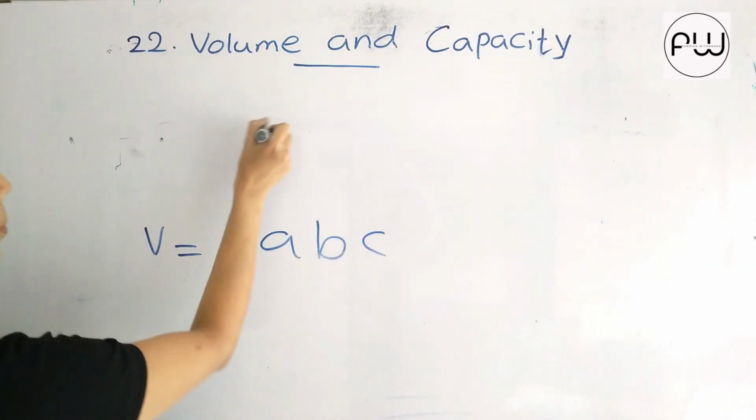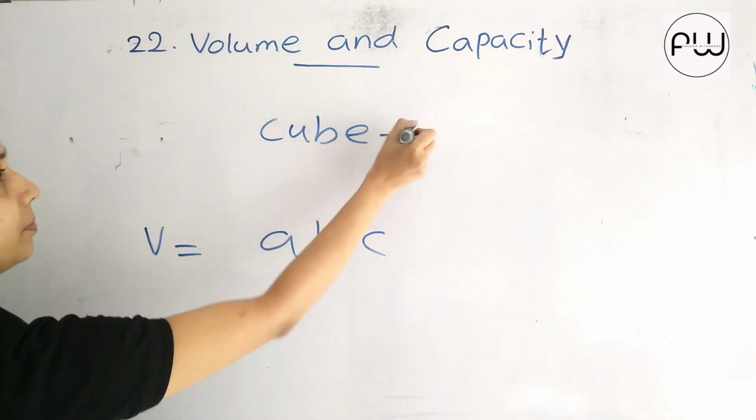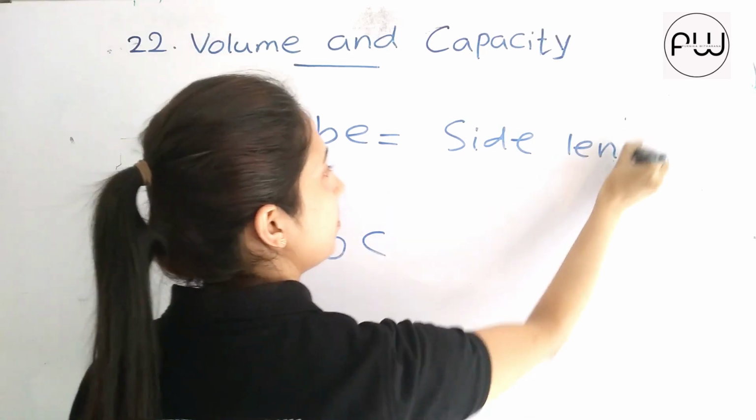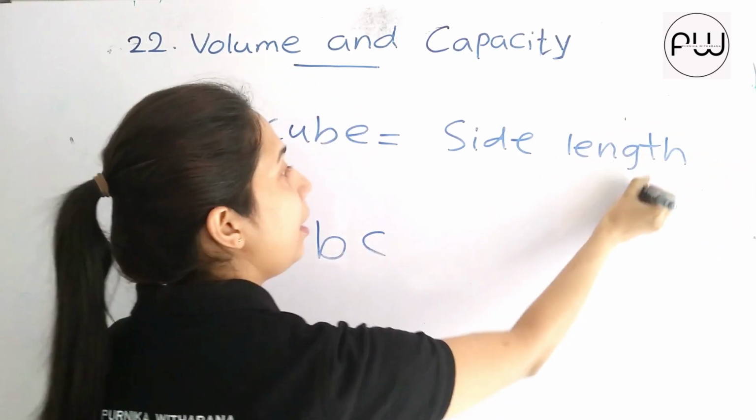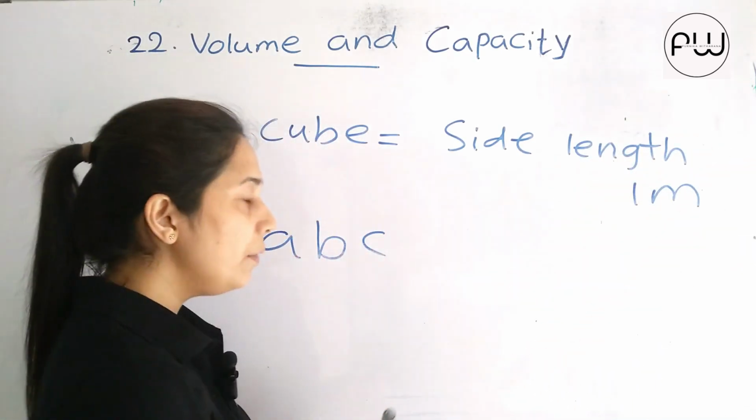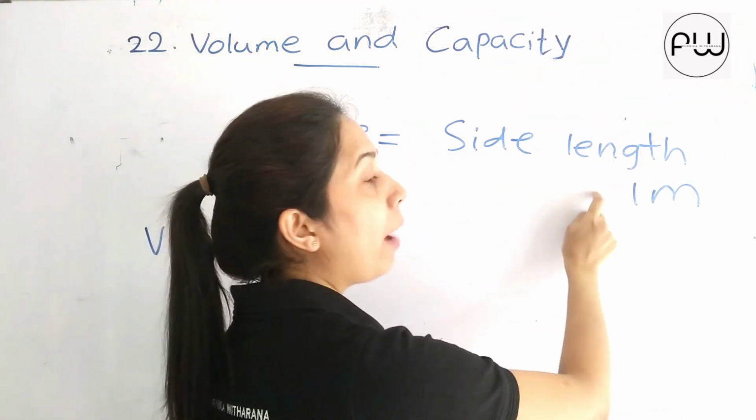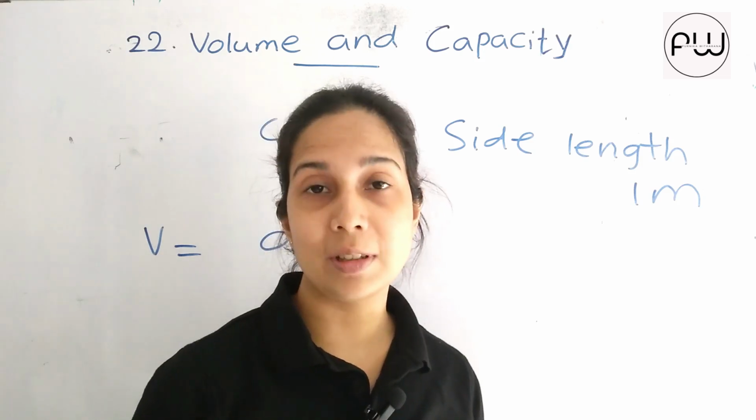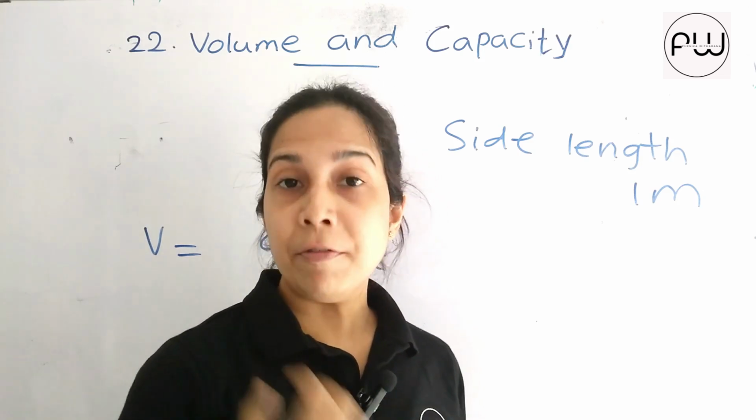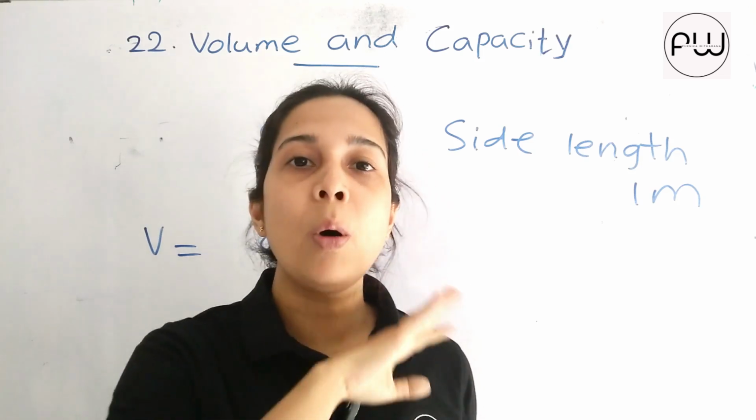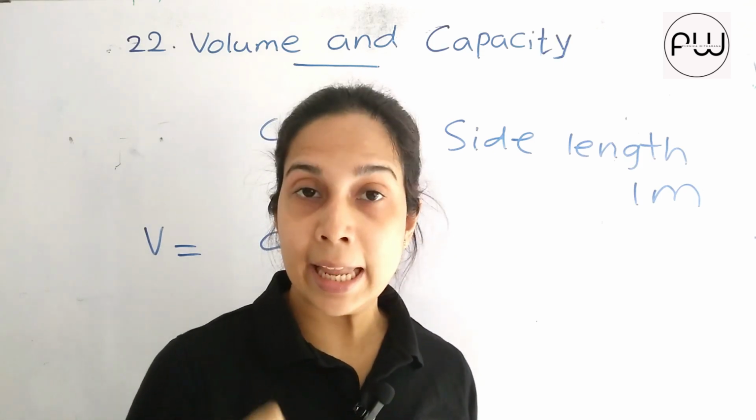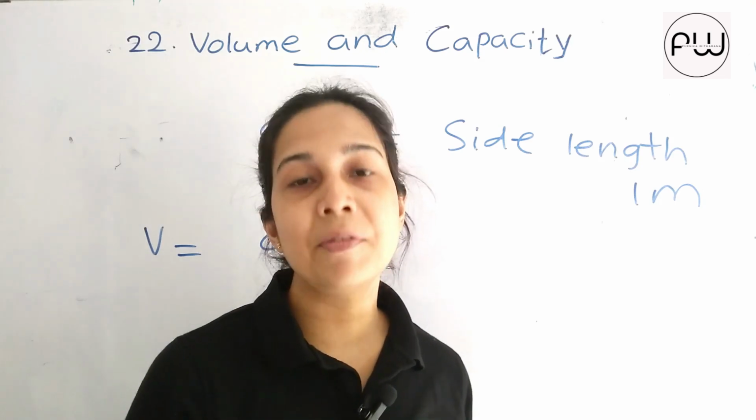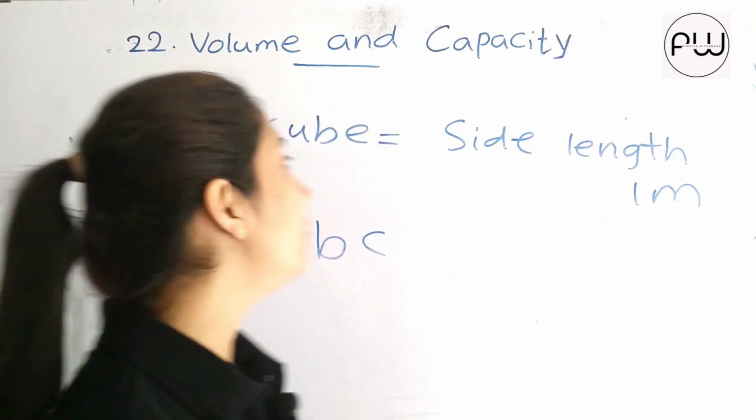Alright, now let's take another example. Let's consider a cube. You are given side length as 1 meter. Here you are given only one side length. Then can you find the volume of this cube? Yes, of course. Why? Because when we consider a cube, all the sides are equal. Then it's totally enough to give only one side length. Using that we can find the volume of the given cube.